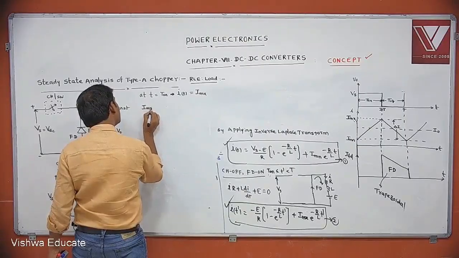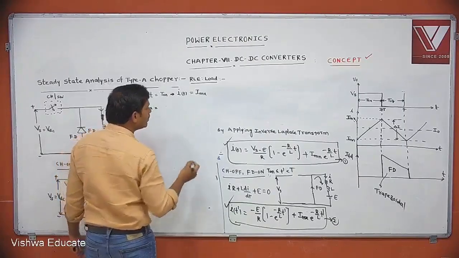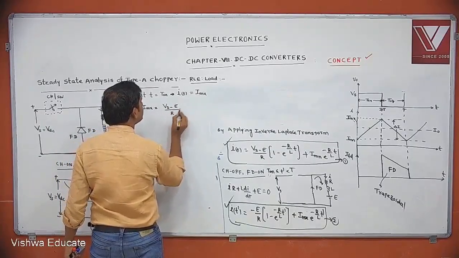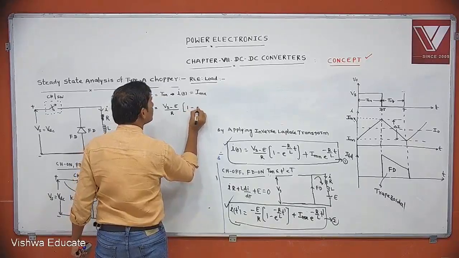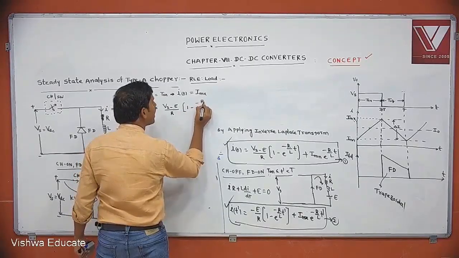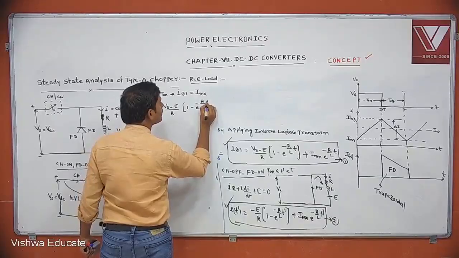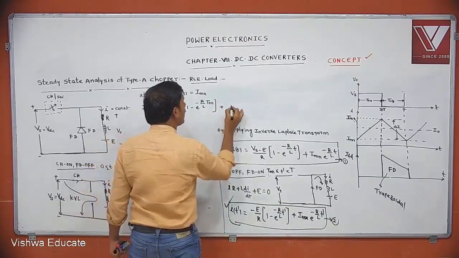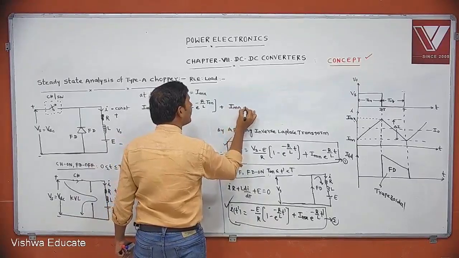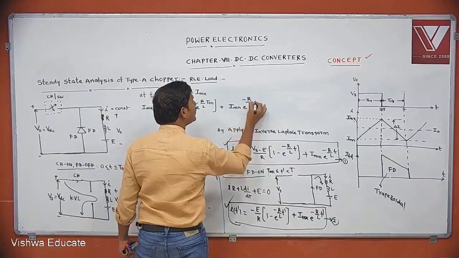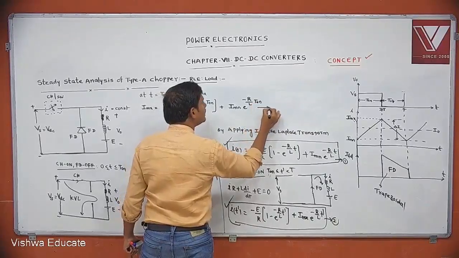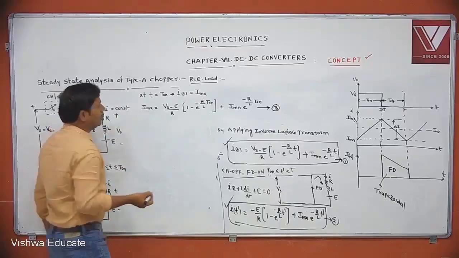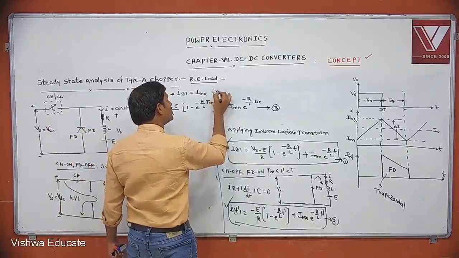This is from equation 1. I max equal to (Vs minus E) by R into (1 minus e power minus R by L into t on), plus I minima e power minus R by L into t on. This is equation 3, which I have written from equation 1.